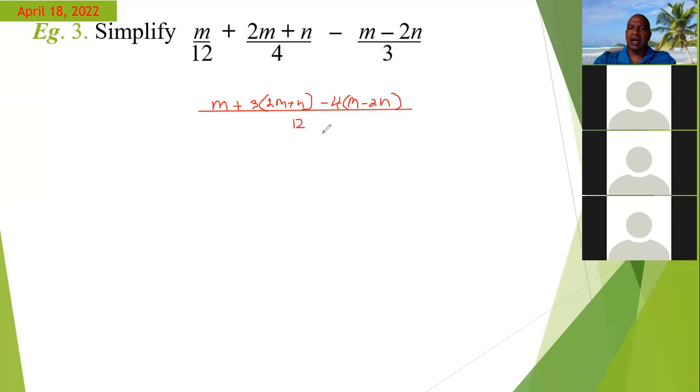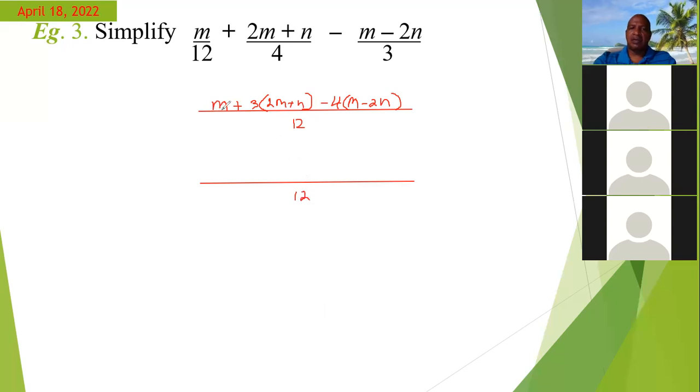After we have done that, now we can remove the brackets in the numerators by multiplying out what is inside them by what is outside. So we are applying the distributive law. So if we do that, we have our denominator, our LCM, which is 12.